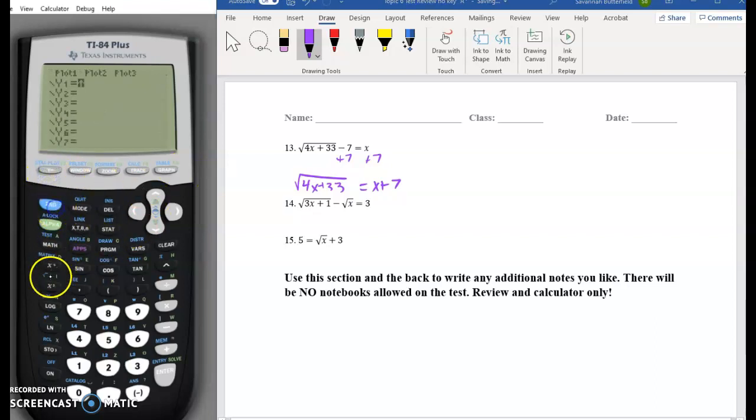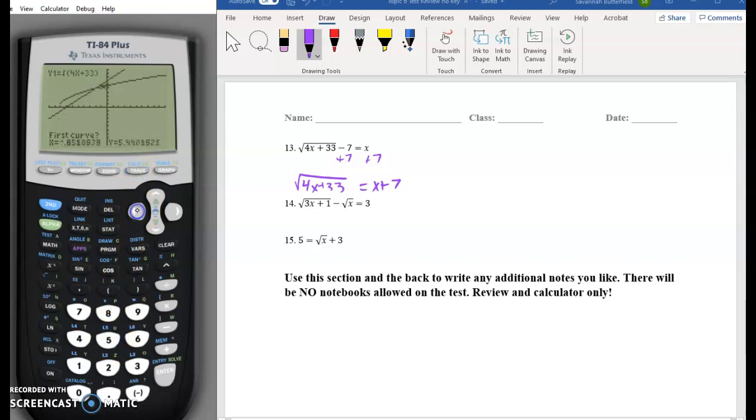So in y equals, I'm going to put square root of 4x plus 33 in y1. And I'm going to put x plus 7 in y2, so x plus 7. And let's see if we can see the intersection on the graph. So I can see an intersection. There's one right here. So I'm going to do second trace 5.